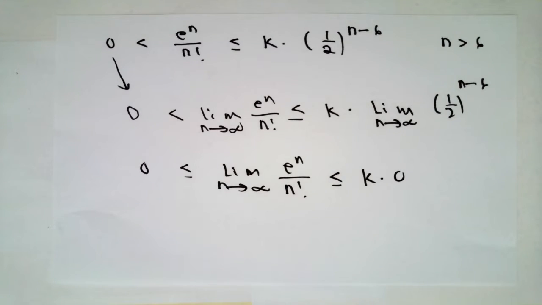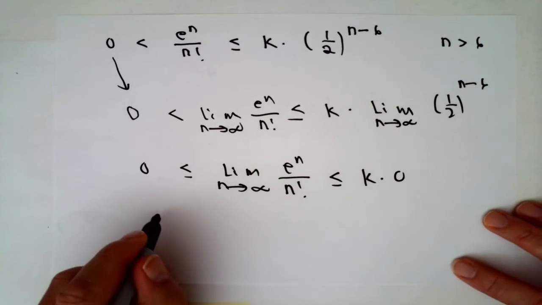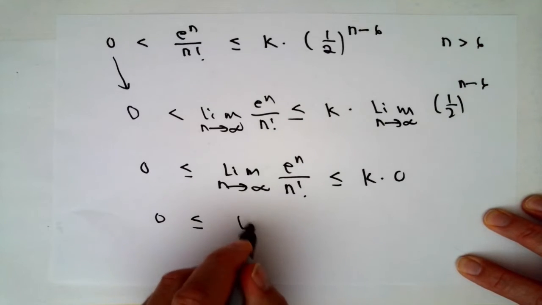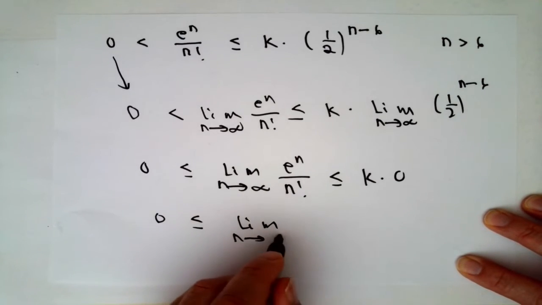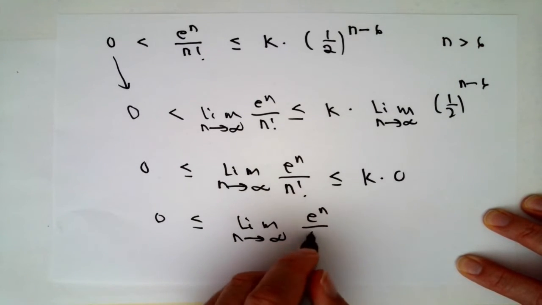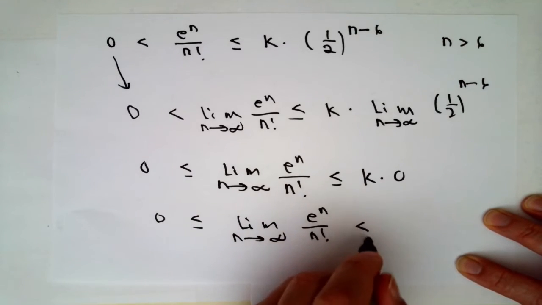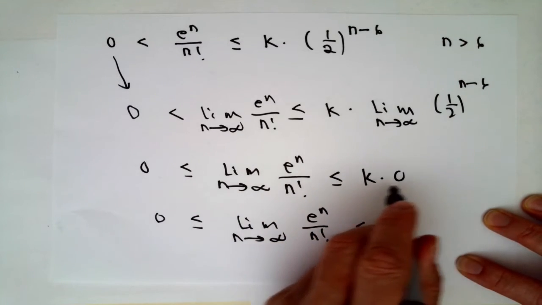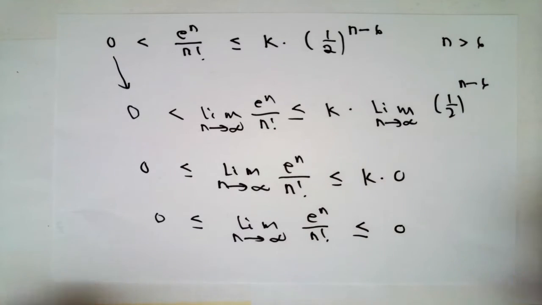that must be true. And 0 is less than or equal to the limit as n tends to infinity of e to the n over n factorial, which has to be less than or equal to a constant times 0. We have put the squeeze on it now. There is only one number that obeys 0 is less than or equal to the number, which is less than or equal to 0. This limit has to be 0.